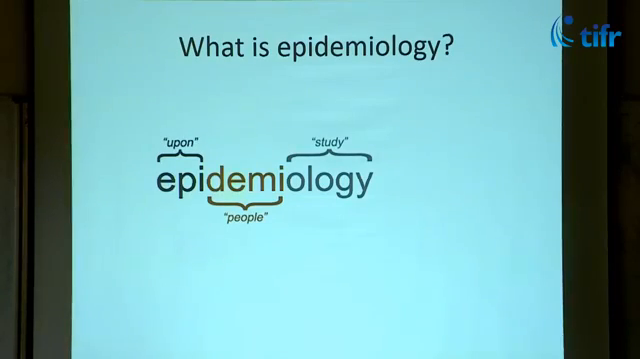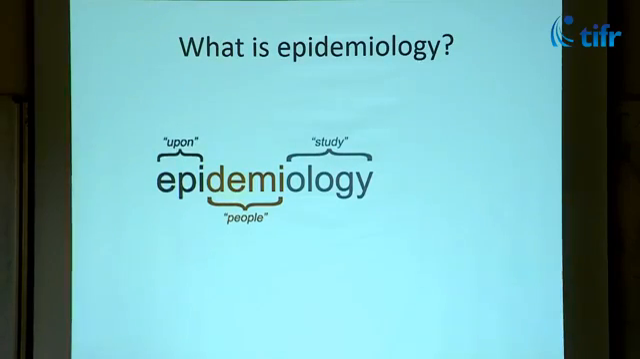So what is epidemiology? Epidemiology is the science of studying disease, how diseases spread. Diseases can spread from sick people to healthy people, and what we study is the people who are sick. This is what epidemiology is all about.